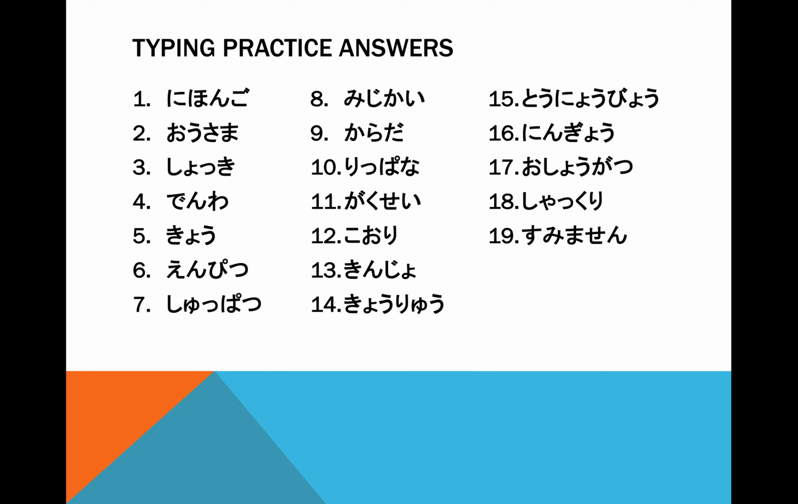The first one is an oo sound, 恐, so you type u. Oo sound, type u. 糖尿病: there are two oo sounds, 糖尿, or there are three, 病. So for the oo sound you type u. 16. 人形 oo sound, type u. お正月 oo sound, type u. しゃっくり, すみません. You have to type n twice, nn to make n.